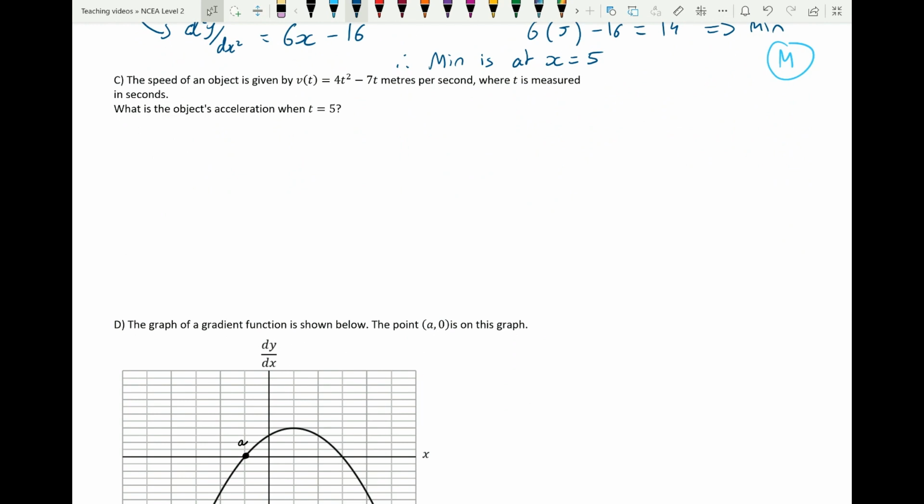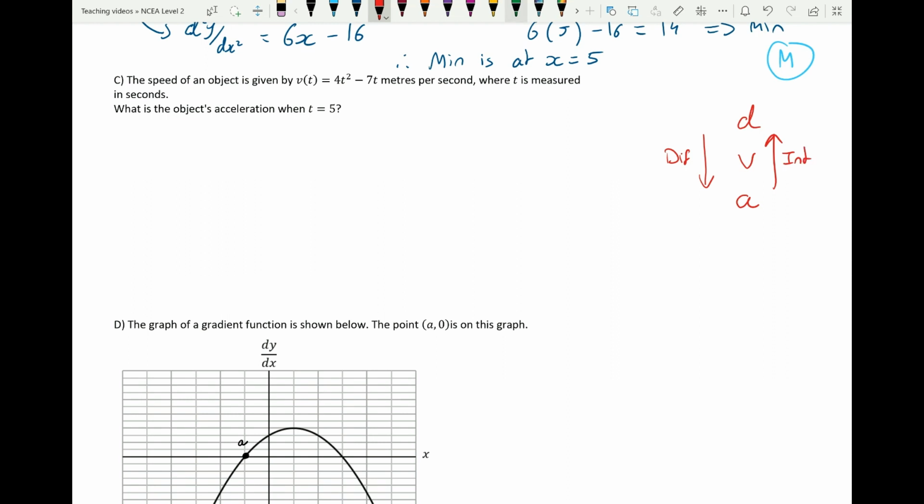Okay, on to question C. The speed of an object is given by v(t) equals 4t squared minus 17 meters per second, where t is measured in seconds. What is the object's acceleration when t equals 5? So like I did for the kinematics question in question 1, I like to draw myself this d-v-a-s triangle. So again, we differentiate going down and integrate going up. Helps me visualize what we need to do.